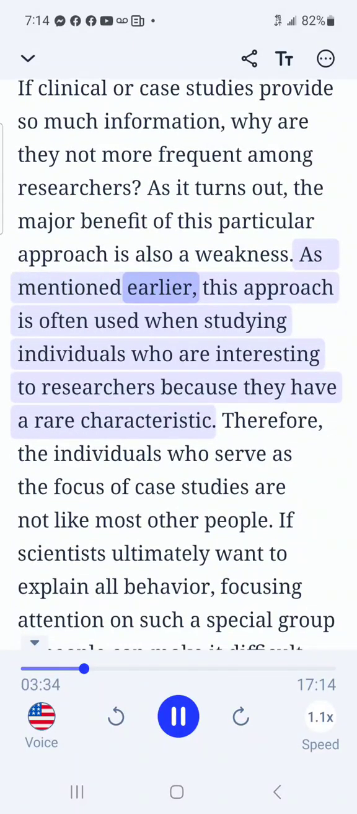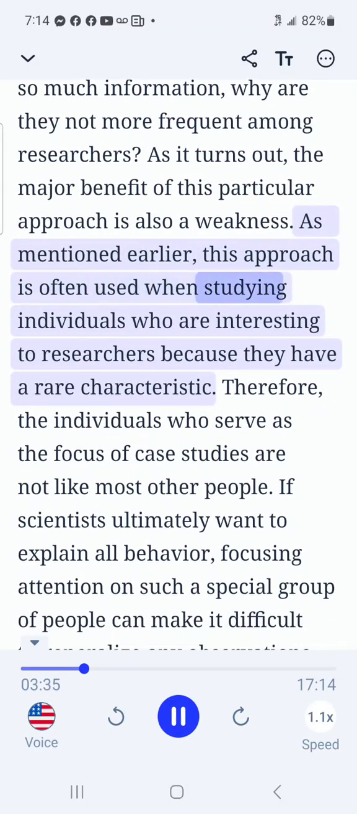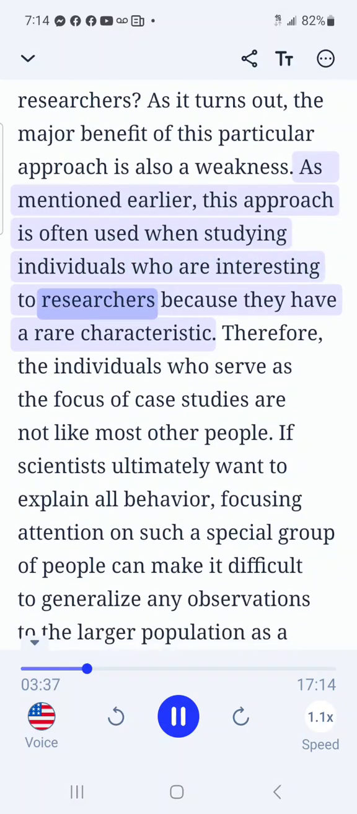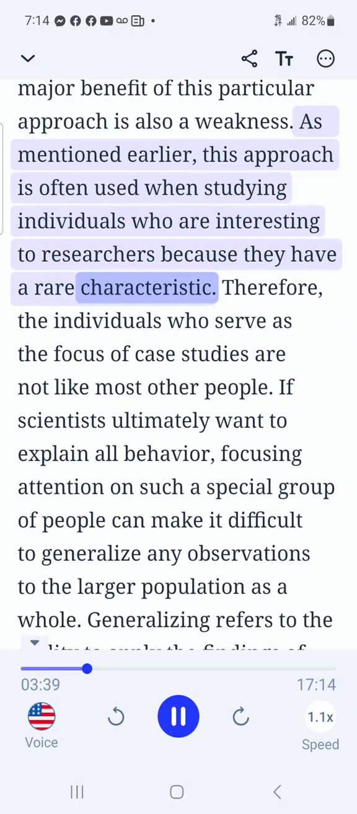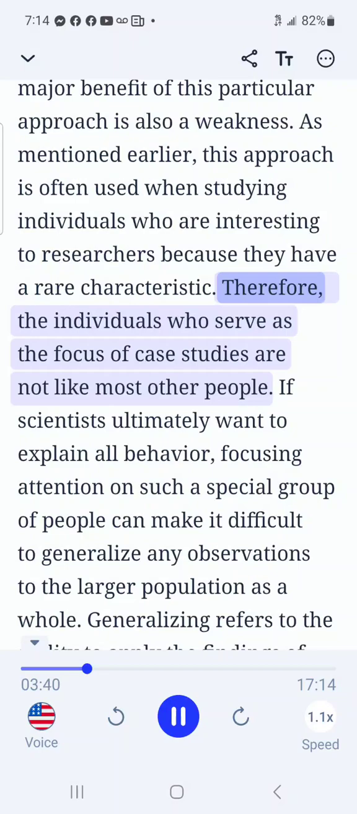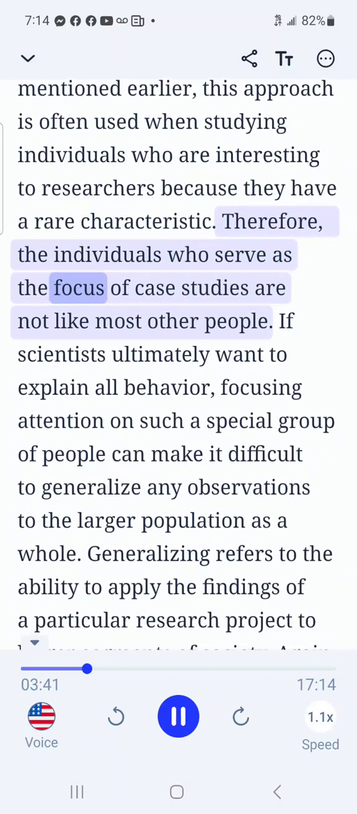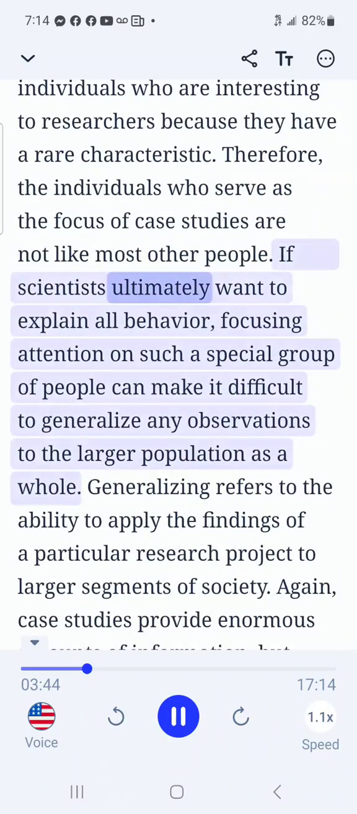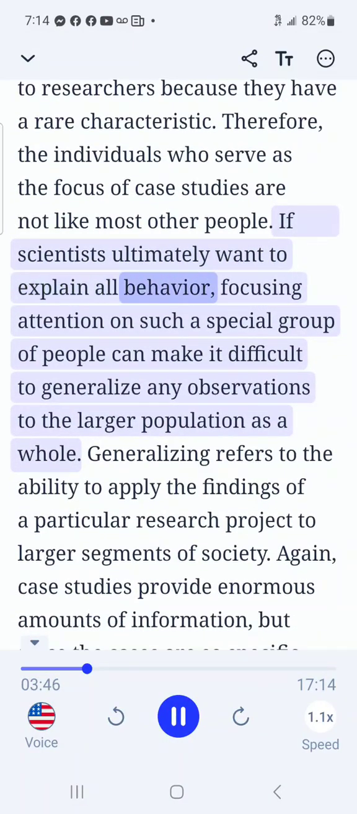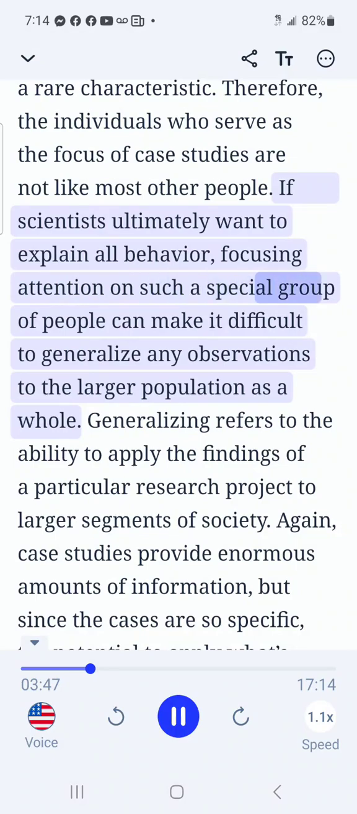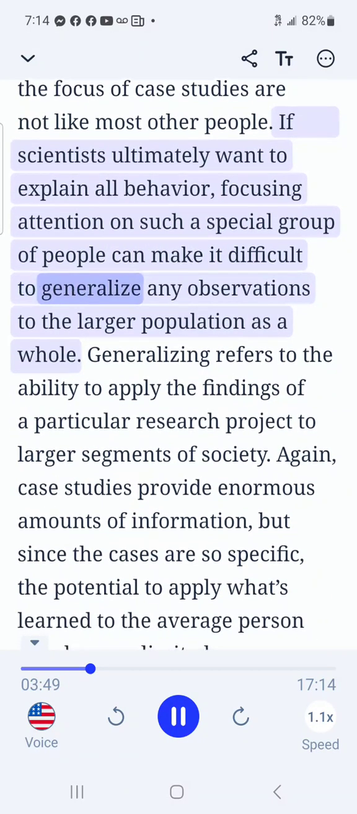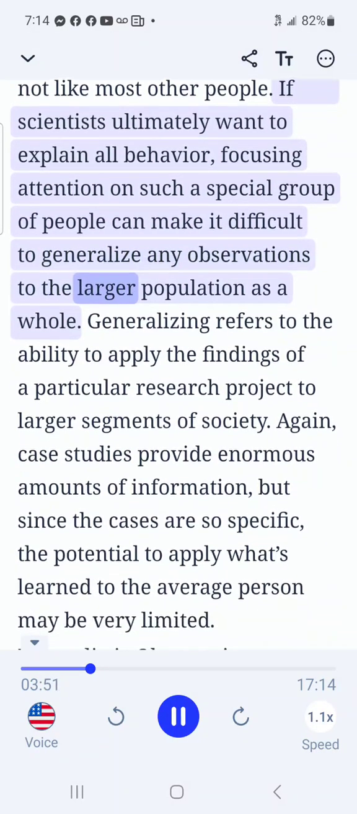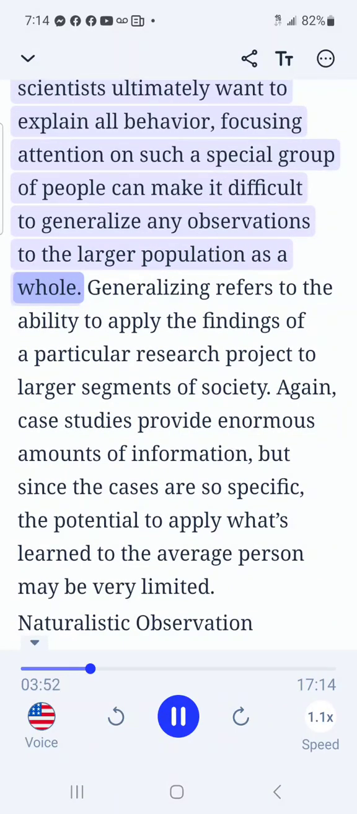As mentioned earlier, this approach is often used when studying individuals who are interesting to researchers because they have a rare characteristic. Therefore, the individuals who serve as the focus of case studies are not like most other people. If scientists ultimately want to explain all behavior, focusing attention on such a special group of people can make it difficult to generalize any observations to the larger population as a whole.